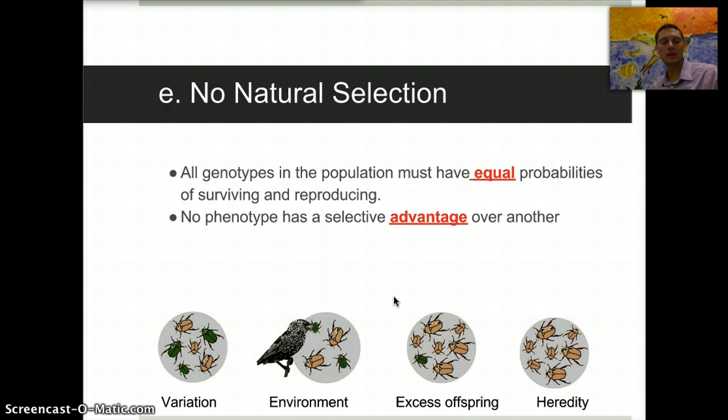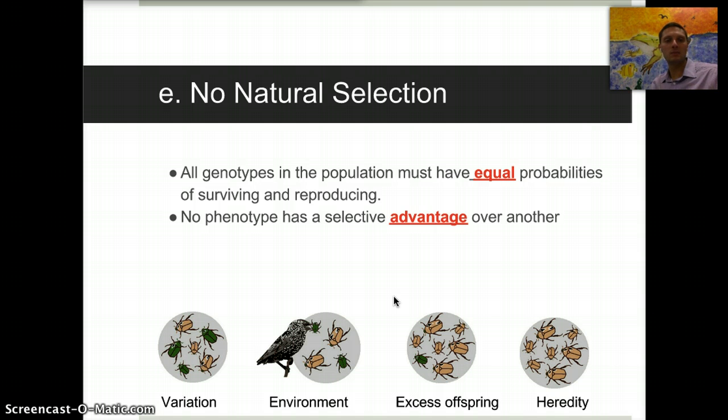And lastly, there cannot be any natural selection. So basically, all the genotypes in the population have to have an equal opportunity of surviving and reproducing. If any phenotype, any particular type of trait, has a selective advantage, if those individuals are more fit or able to survive more often in the population, then natural selection would be occurring. And so for genetic equilibrium to be maintained, natural selection cannot be happening.